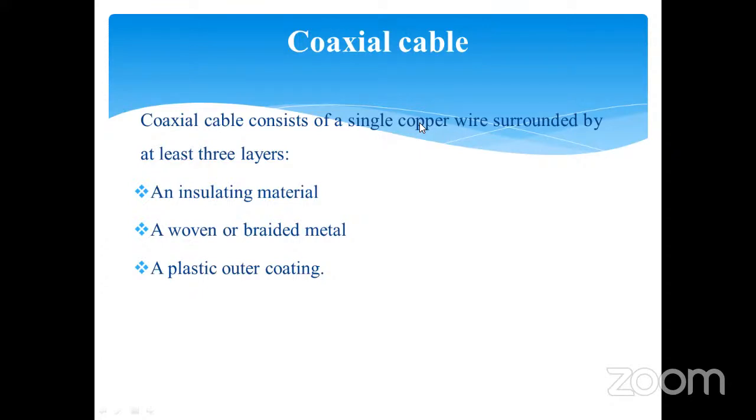And remember, for transmission, copper uses electrons. So electrons are going to be used in coaxial cable for transmission. And it is mainly surrounded by three layers. There is what we call an insulating material, there is what we call a braided metal, and the outer coating that is normally plastic.